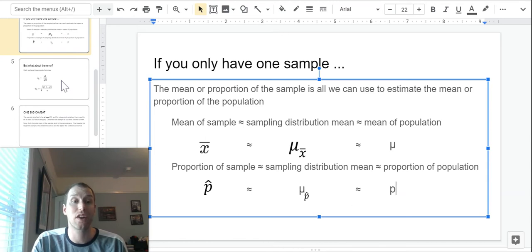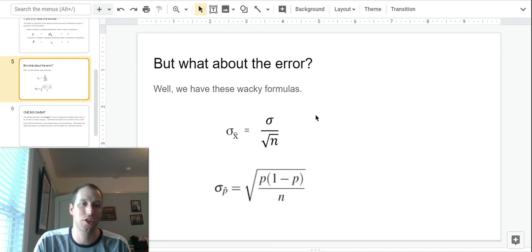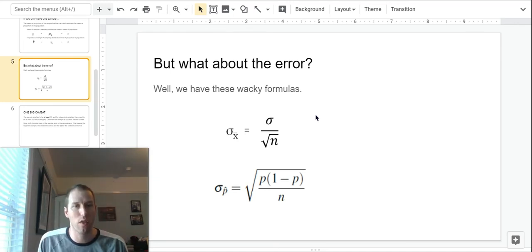What about the standard deviation? Well, we have these wacky formulas. These formulas do a pretty good job of estimating what the standard deviation of the sampling distribution would be. In other words, they estimate how much each sample would vary from the middle by in general. They're super weird. Don't spend a lot of time thinking about where they came from, but they work pretty well.